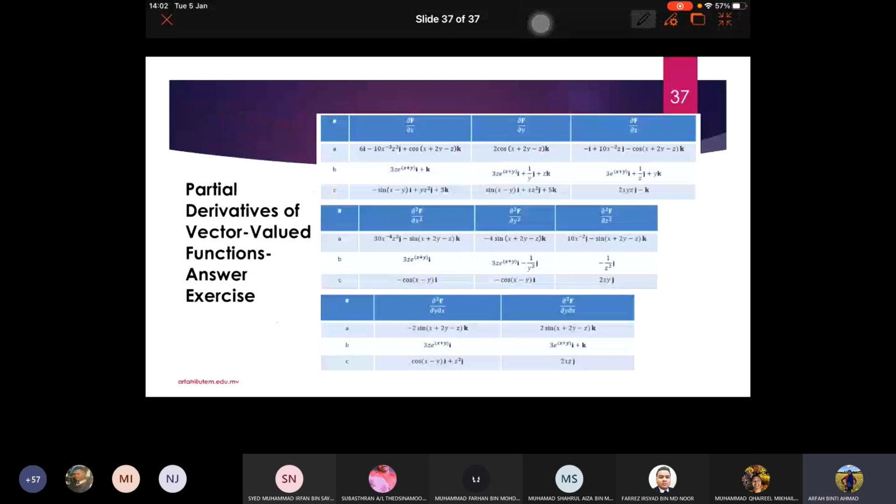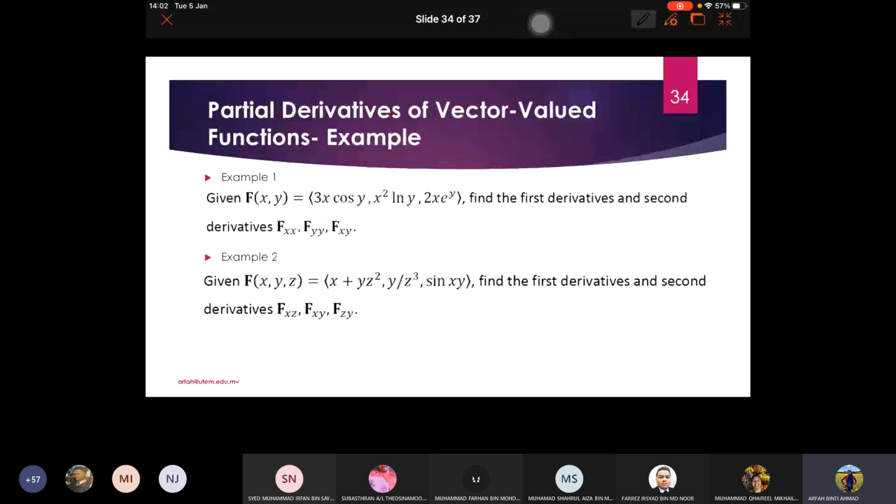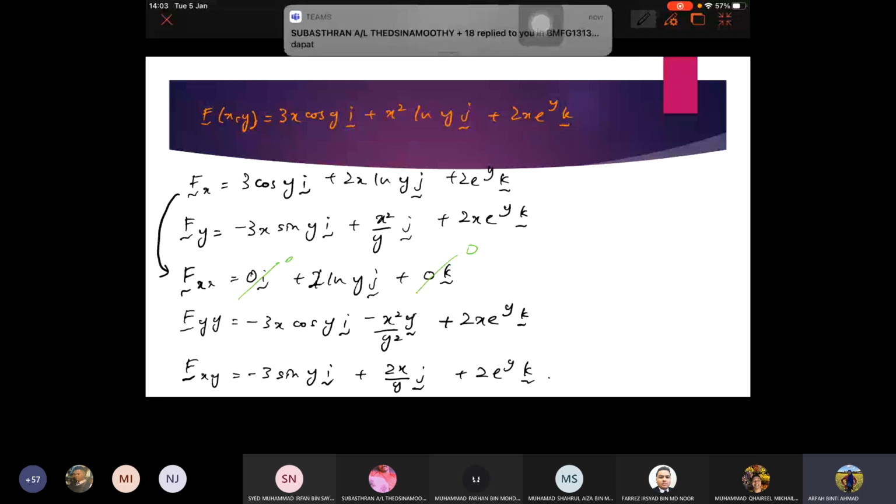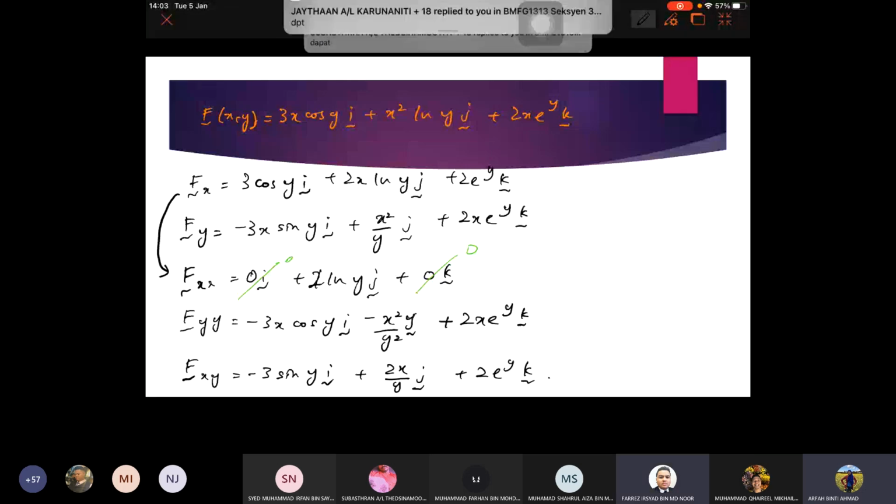Yang ini ada exercise. Awak boleh try. Example yang kedua ni nanti saya bagi jawapan. Saya letak dekat dalam group. Okay. So this is the solution for example 1. Okay, dapat tak semua? Dapat. Dapat.